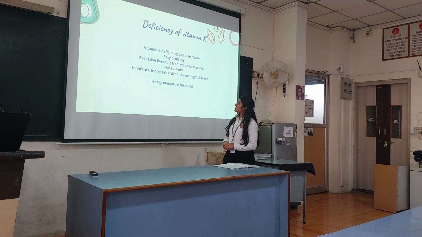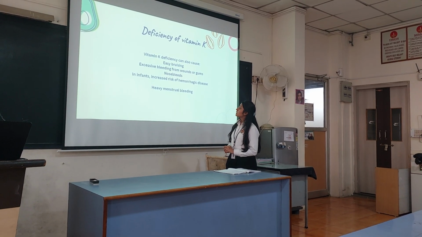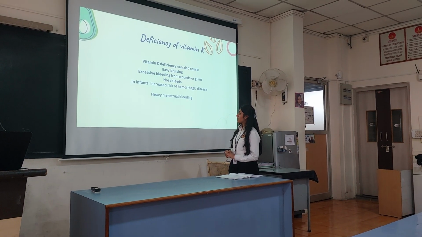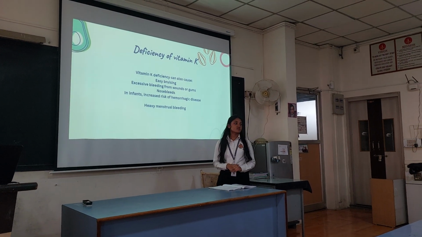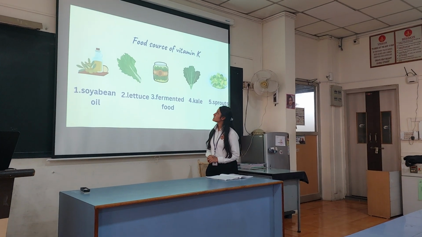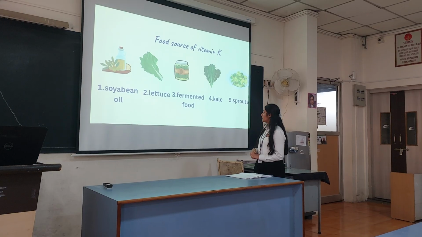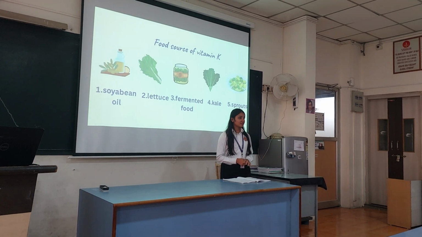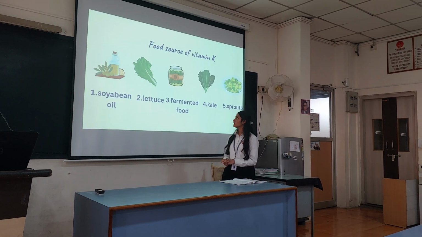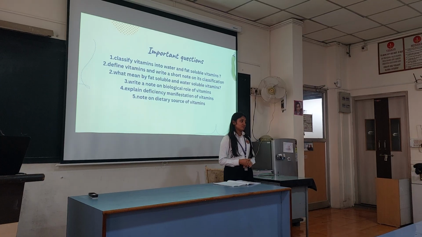It also results in easy bruising, excessive bleeding from wounds or gums, nosebleeds in infants, increased risk of hemorrhagic disease, heavy menstrual bleeding. The sources of vitamin K are soybean oil, lettuce, fermented foods, kale, sprouts. You guys know what we mean by fermented foods, right? Important question you guys can note down.